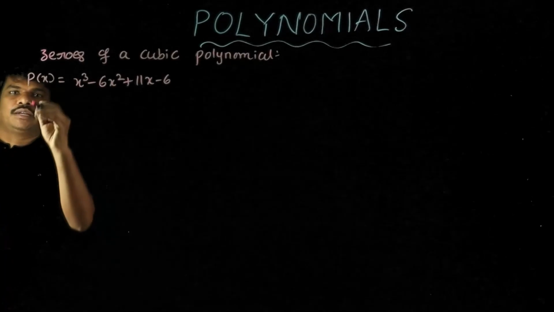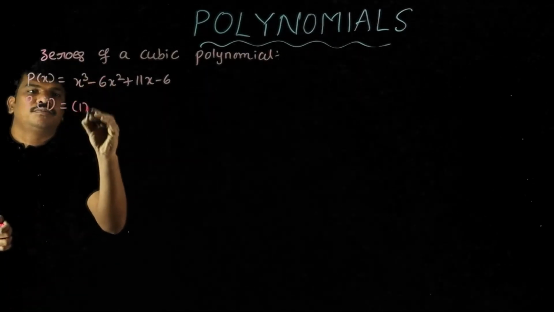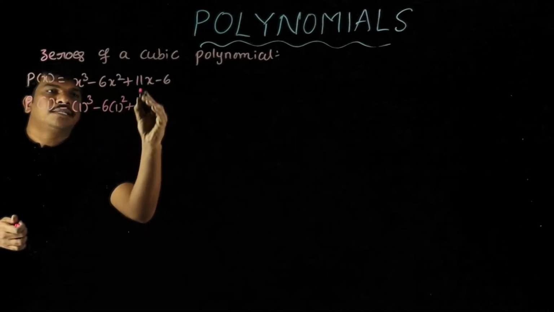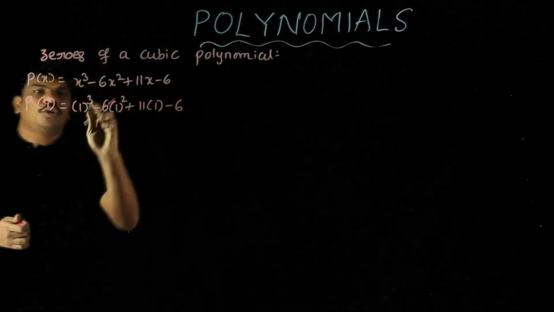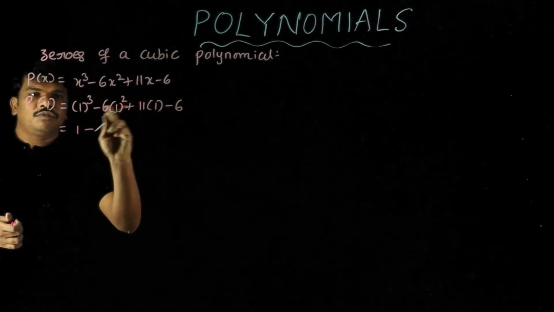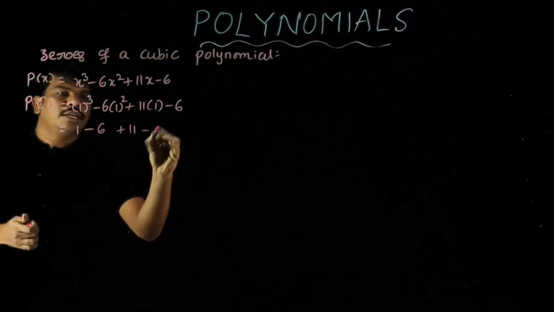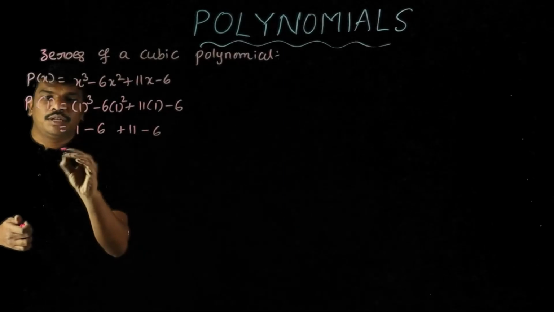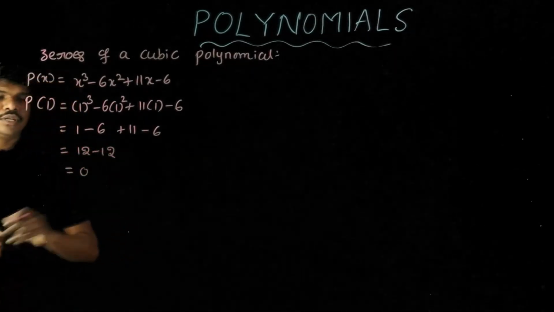Randomly, I am substituting here in the place of x, 1. That means 1 cube minus 6 into 1 square plus 11 into 1 minus 6. 1 cube is nothing but 1, minus 1 square is nothing but 1. 1 6 are 6, plus 11 1 is 11, minus 6. 1 plus 11 is 12, minus 6 is minus 12. Therefore, 12 minus 12, which is equal to 0.